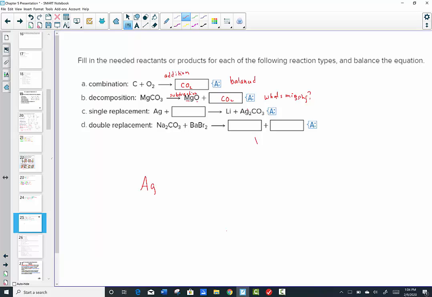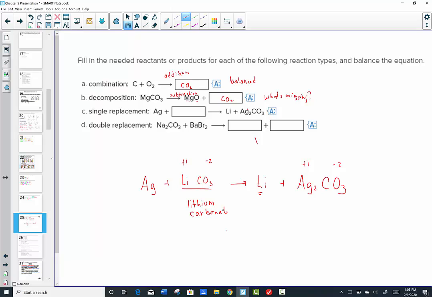All right, so let's figure. I've got silver and then something. And on this side, I have lithium and silver carbonate. Now, silver is a +1, carbonate's a -2. That's why we crisscrossed and got Ag2CO3. Well, what's missing over here? I have to have the element lithium because it's now by itself, and its original last name was carbonate. The name of the compound is lithium carbonate.